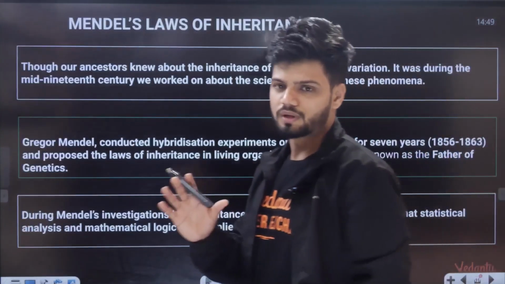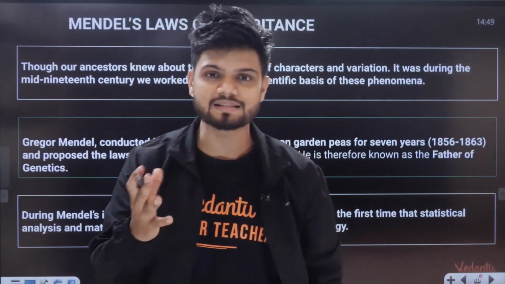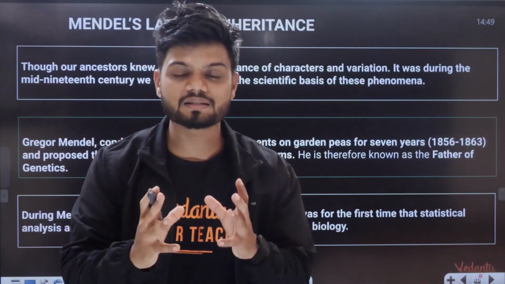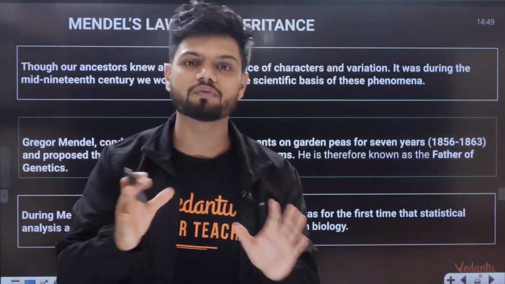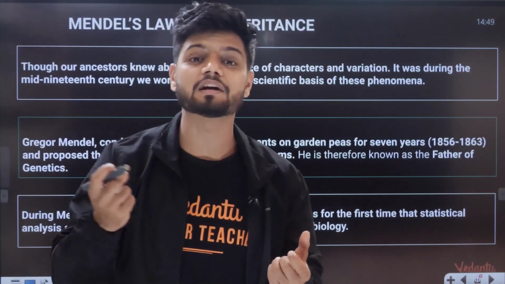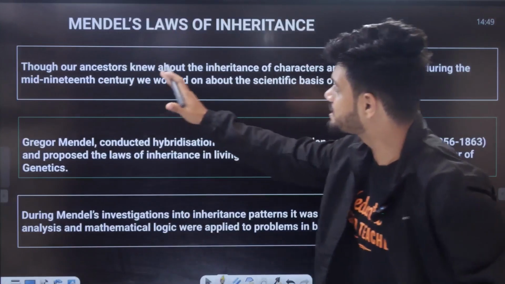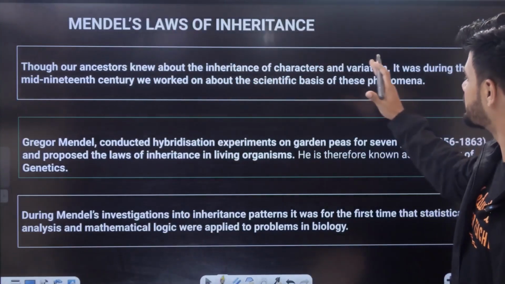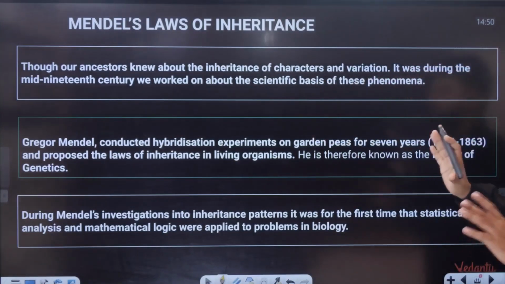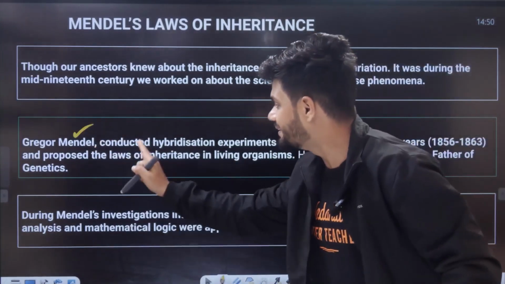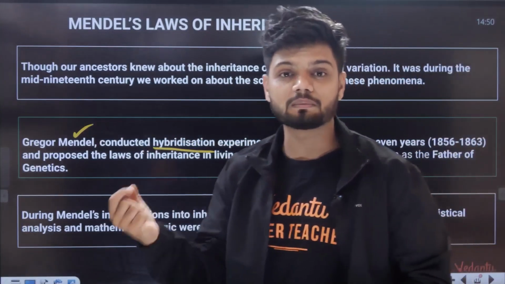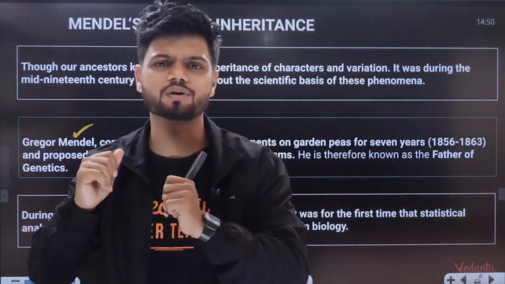Students, understand that this science has been around since long ago. For many years we have been practising it, we have known about inheritance and variation. But who actually studied this science first? The scientist's name is Gregor Mendel. So through our ancestors knew about the inheritance and characters of variation, it was during the 19th century that the scientific basis of this phenomenon was finally found out. And it was Gregor Mendel who conducted hybridization experiments. What is hybridization? Hybridization experiments are basically monohybrid cross, dihybrid cross, all of them.